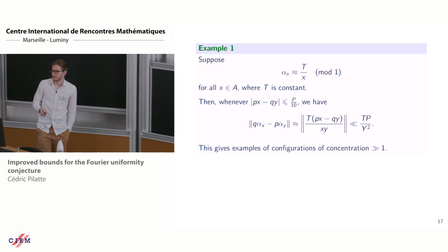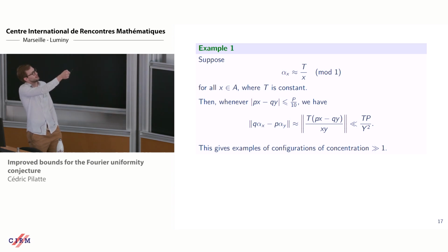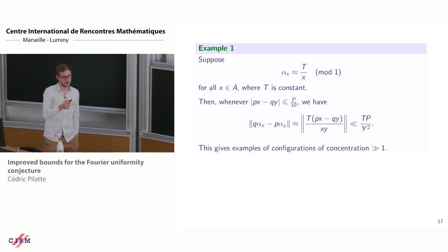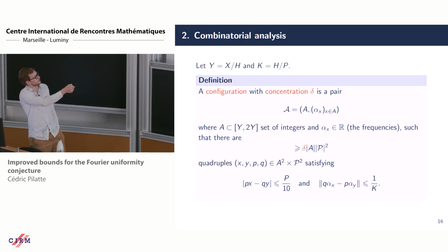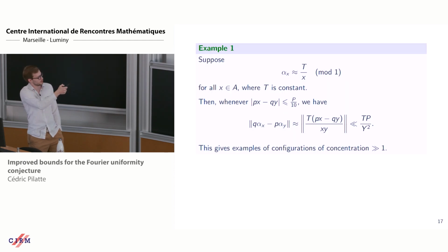Now I'm going to give you an example. If your frequencies are always given by this formula, alpha x is t over x, then you can have many relations. So these configurations exist. So you cannot directly get a contradiction from studying them because you have examples of those. And this is an example where if you look at any quadruple satisfying this bound, and if you look on the frequency side, and if you replace alpha x by t over x and alpha y by t over y, then you will get that this is small.